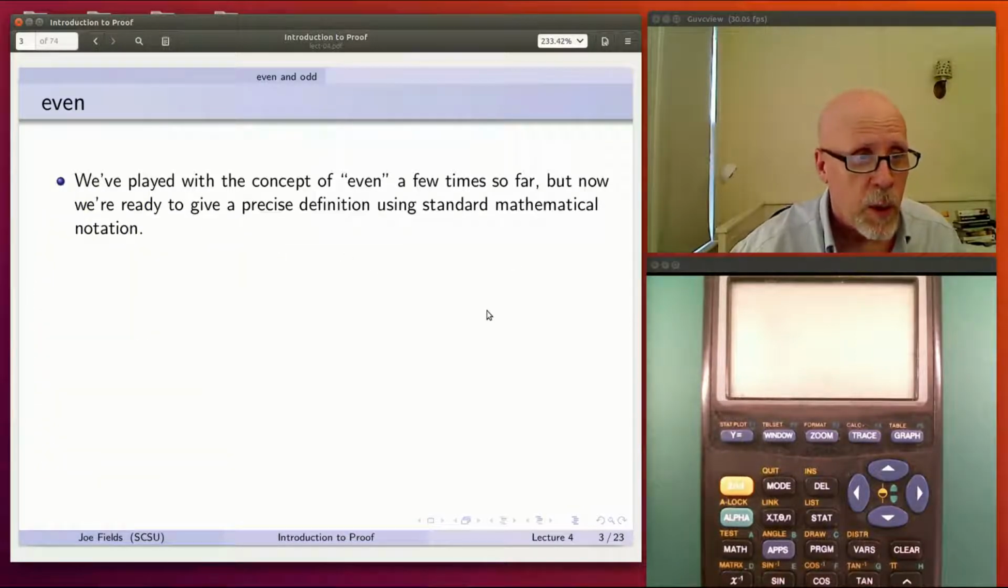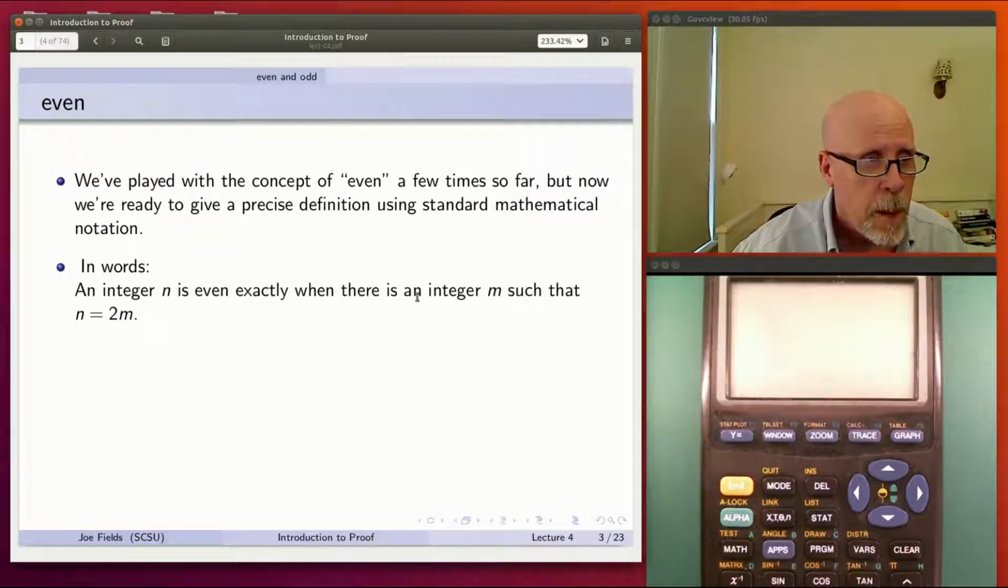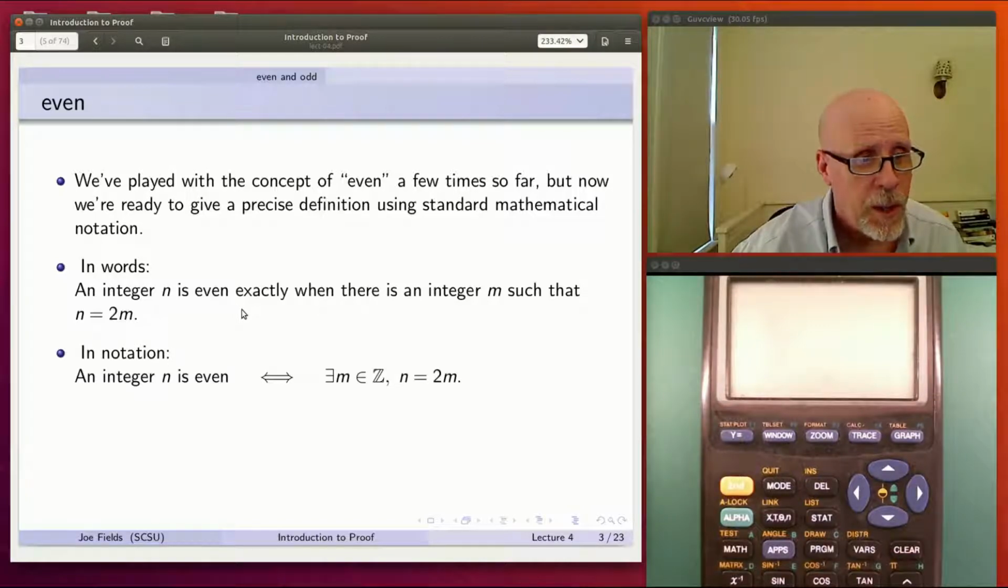Of course, we've talked about even and odd actually a few times before, but now we're ready, mostly because we have the concepts of quantifiers around. We're ready to give more or less standard and precise definitions for these things. So first I'm going to say it in words. An integer n is even exactly when there's an integer m such that n is 2m. The notation is only different in that certain of the word phrases have been replaced with symbols.